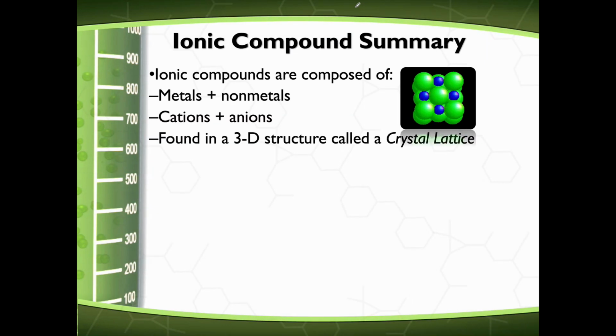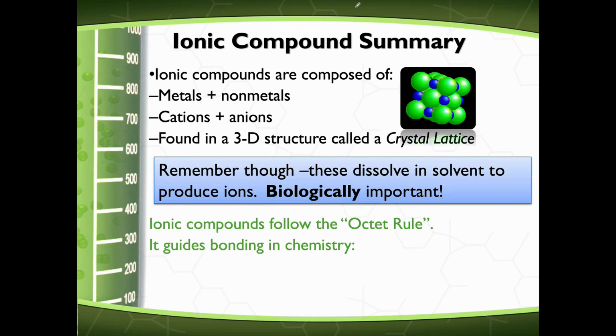All right, to summarize ionic compounds, they're made of metals and nonmetals together. Metals lose electrons, nonmetals gain. Those are also known as cations and anions, and they're found in crystals when they're not immersed in water. Many do dissolve in water and aqueous compounds, and some don't. So I just wanted to put that out there too. But when they dissolve, they're very biologically important.